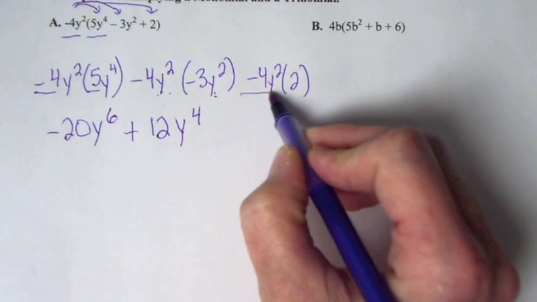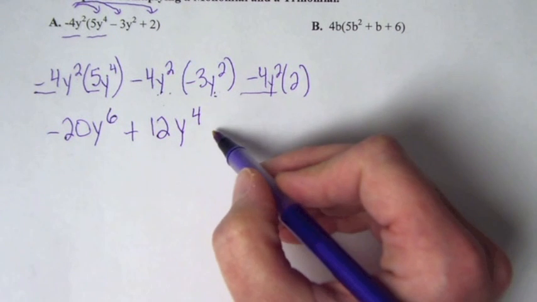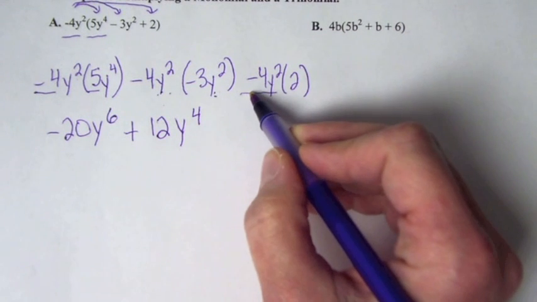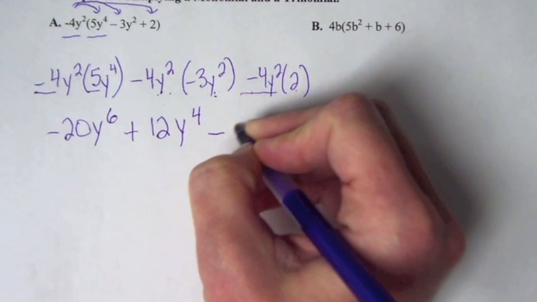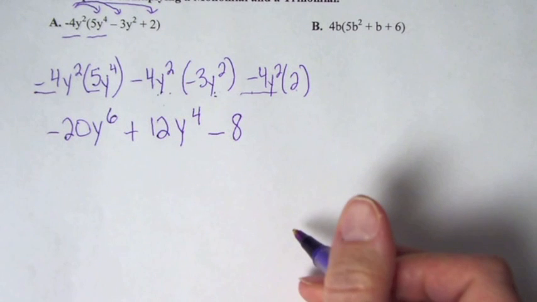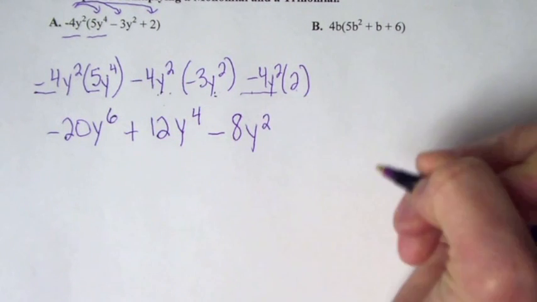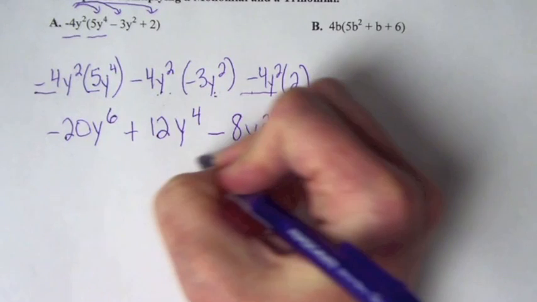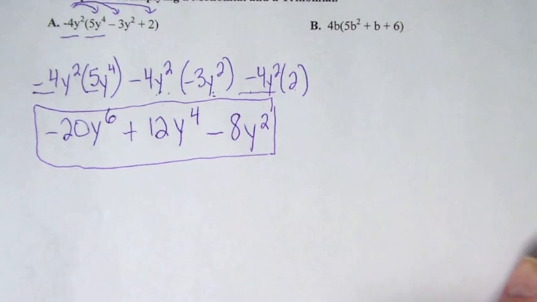Then we have negative 4y squared times 2. I'm going to look to see what the sign is going to be. Negative 4 times 2, that's negative 8. So now I put a negative sign. So don't put the sign until you know what it's going to be. Multiply those numbers first. And then the y squared just remains y squared. And that is how we multiply a monomial by a polynomial.